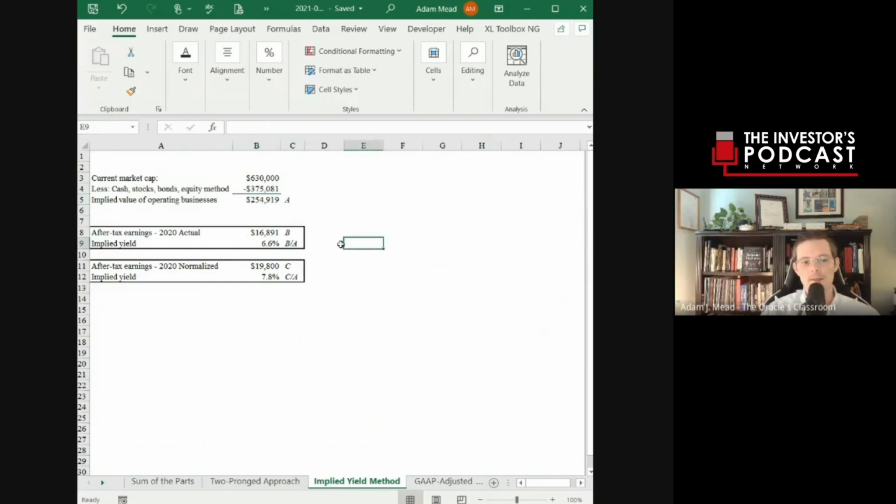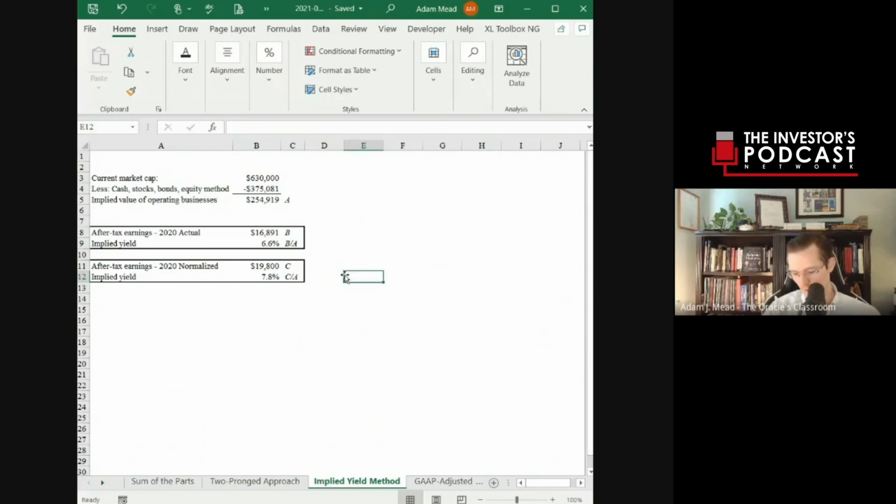What that implies for me is, based on the actual earnings, about a 6.6% earnings yield. If I normalize the earnings to that 19.8 billion, I'm saying that I could get a 7.8% yield from buying Berkshire today. And again, that is consistent.